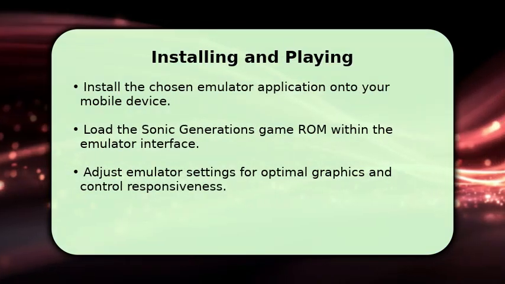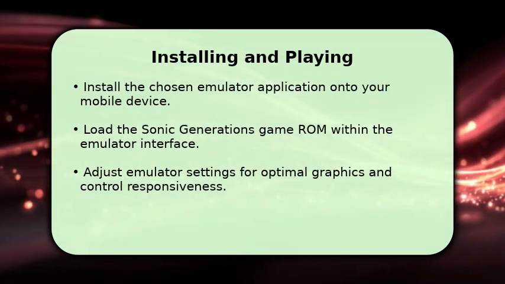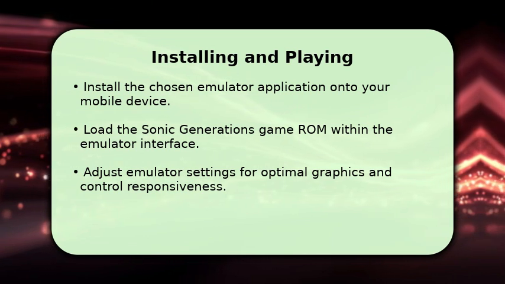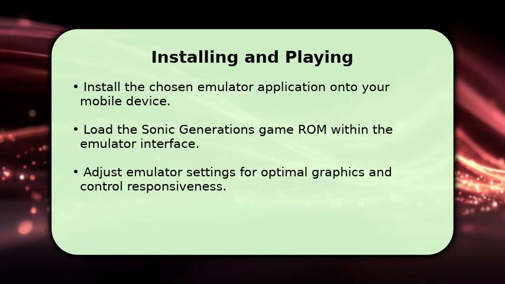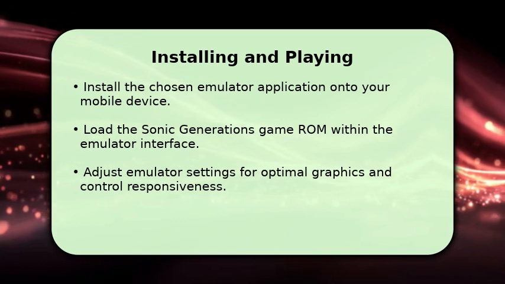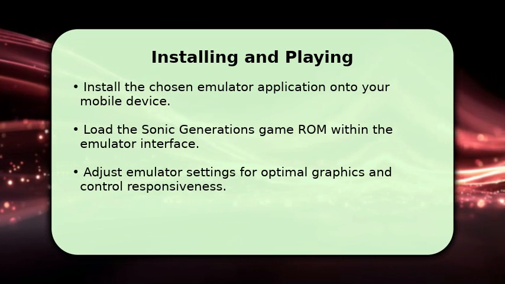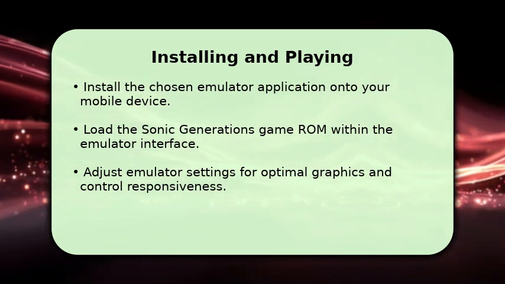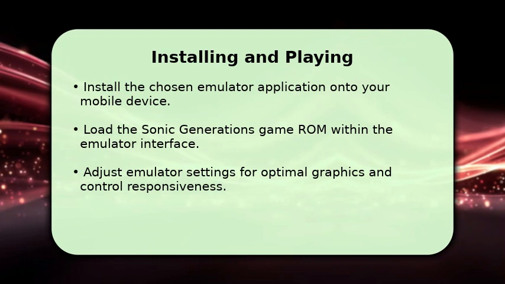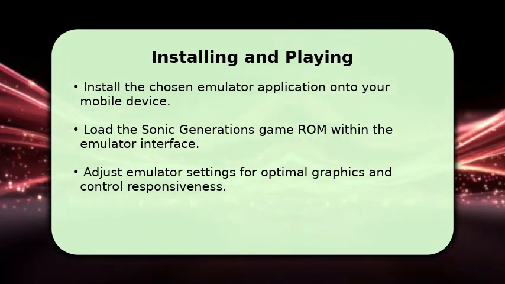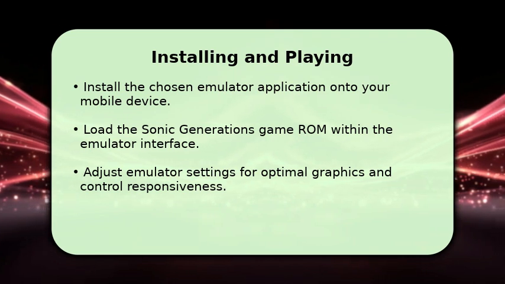Once you have your emulator and game file, install the emulator application on your phone or tablet. After installation, open the emulator and navigate to its file browser to load your Sonic Generations ROM. You might need to adjust some settings within the emulator, such as video resolution or control mapping, to enhance your gameplay. Experiment with these options to find the perfect balance for a smooth and enjoyable experience.